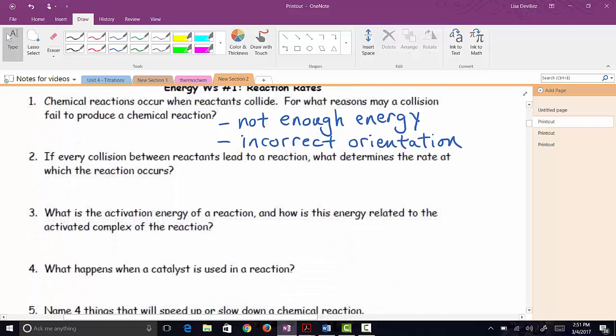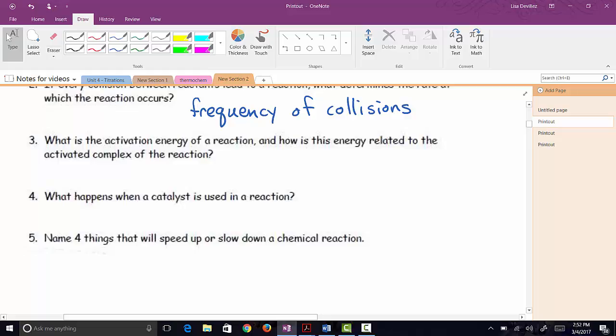If every collision between reactants led to a reaction, what determines the rate at which the reaction occurs? Okay, so if we did have enough energy and we did have proper orientation, then the rate is solely going to be based on the frequency of the collisions. So more collisions in a given amount of time means we're going to have more reactions.